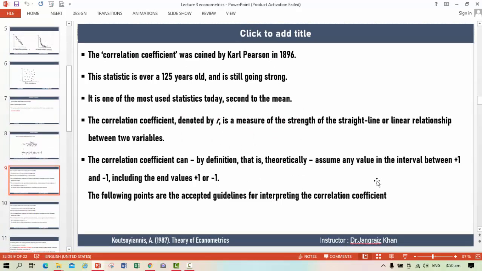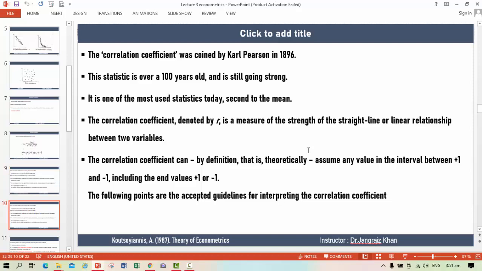The concept of the correlation coefficient was first given by Karl Pearson in 1896. The statistic is over 125 years old and is still going very strong. It is one of the most widely used statistics after the mean. The correlation coefficient, denoted by r, is the measure of the strength of a straight line or linear relationship between two variables. By definition, it assumes any value in the interval between +1 and -1, including the end values of +1 and -1.